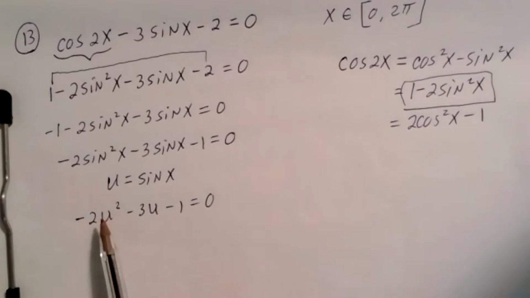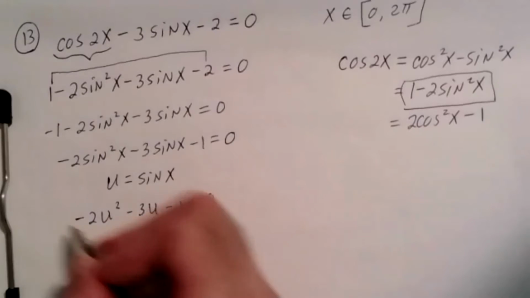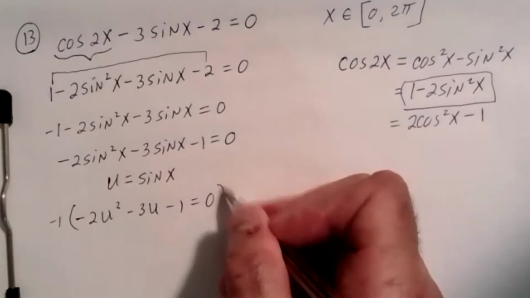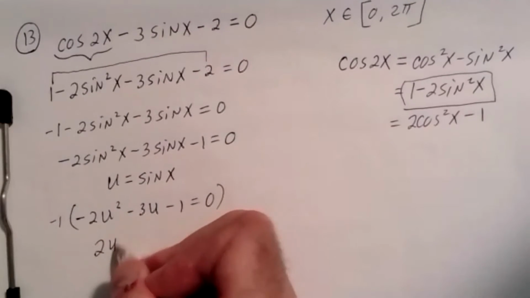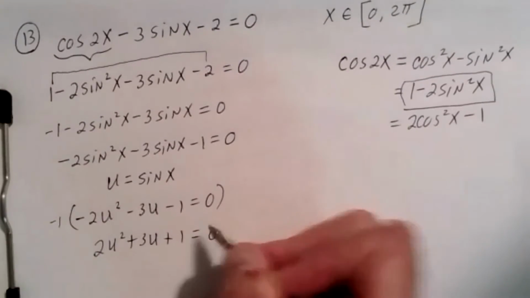If you don't like this leading negative sign, feel free to multiply both sides of your equation by -1 to clear out this leading negative sign. So if I multiply both sides of this equation by -1, I'll have 2u squared plus 3u plus 1 equals 0.